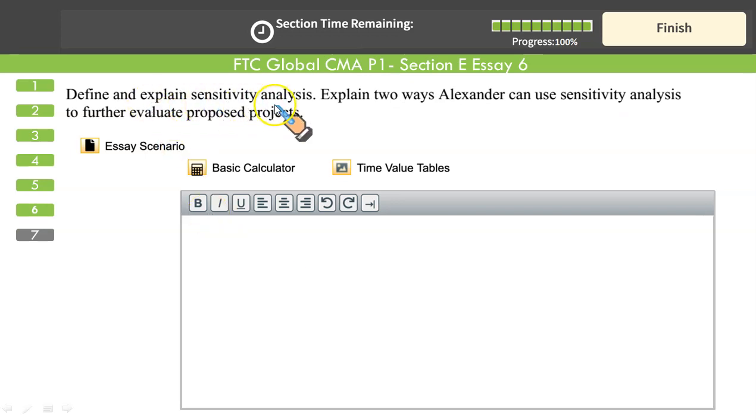Define and explain sensitivity analysis and explain 2 ways Alexandra can use sensitivity analysis to further evaluate proposed projects. We discussed this yesterday as well. Sensitivity analysis is a tool which we use. It's like what-if analysis. It's a tool we use to determine the effects of various variables upon the outcome of the project. How does a change in cost, tax rates, cash flows affect the viability of the project, right?